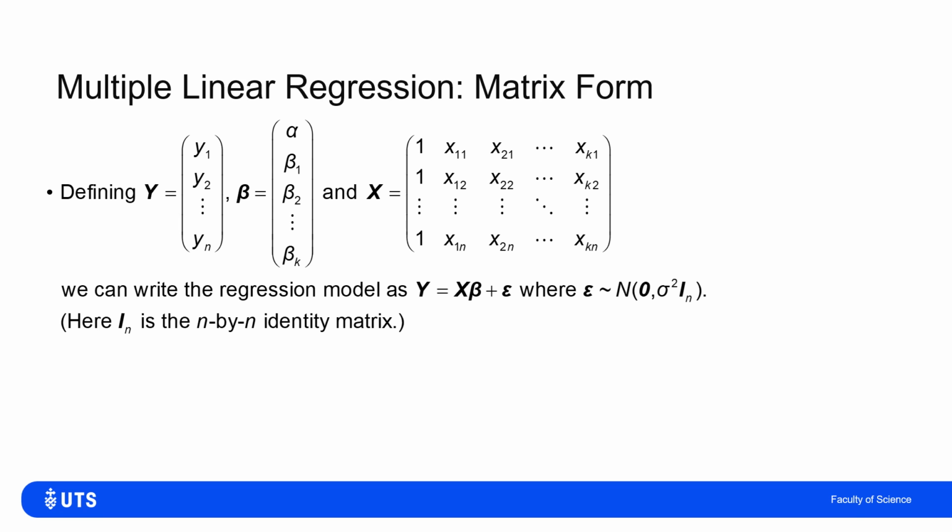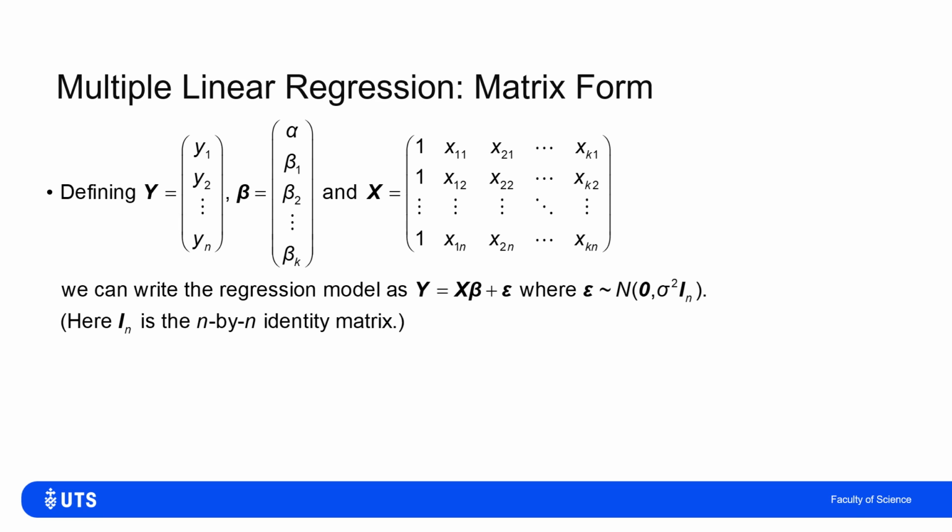So I'll define a vector y being a set of all of these observations y1, y2 to yn. I'll define a vector beta being a vector of all of the parameters I need to estimate. So that's the intercept term alpha, and then beta 1 to beta k, the k slopes.